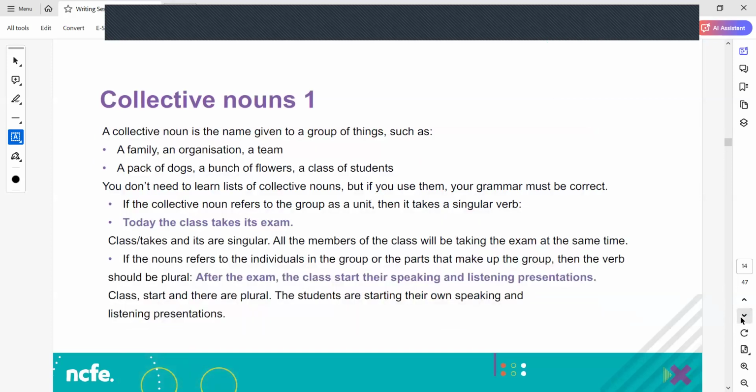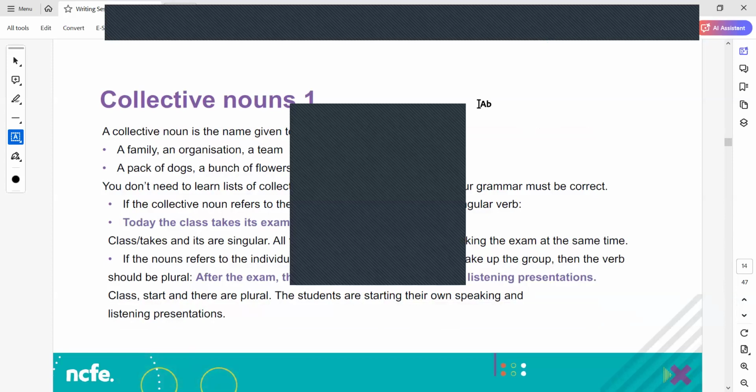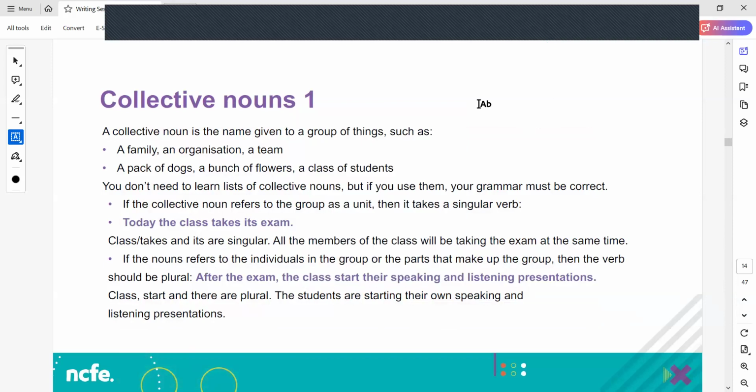Okay. So collective nouns. These are nouns, the name given to a group of things, such as a family, an organisation, a team. We've got some examples there: a pack of dogs, a bunch of flowers, a class of students as well. So a pack, a bunch, a class, they are collective nouns. You don't need to learn lists of them, but if you use them, your grammar needs to be correct.